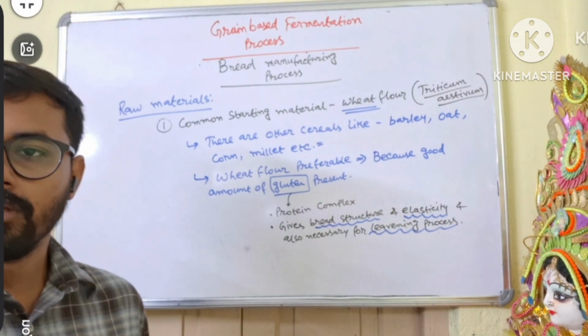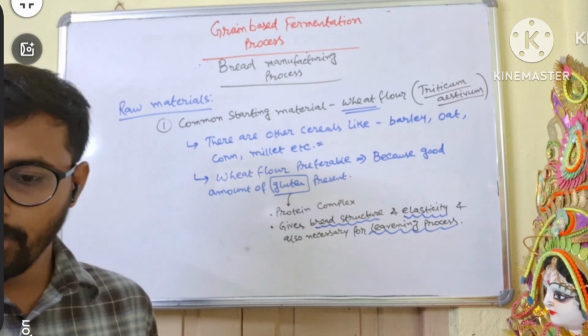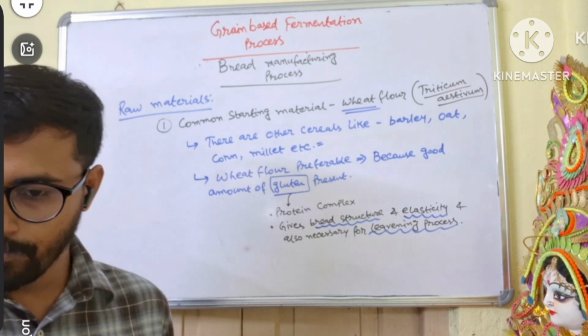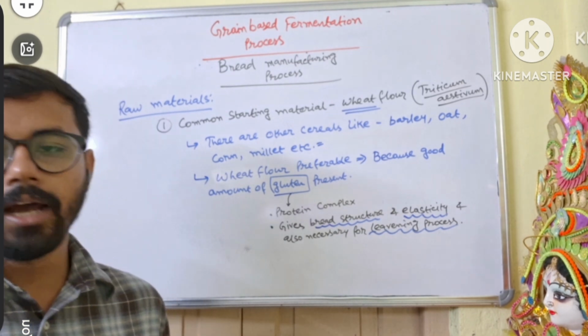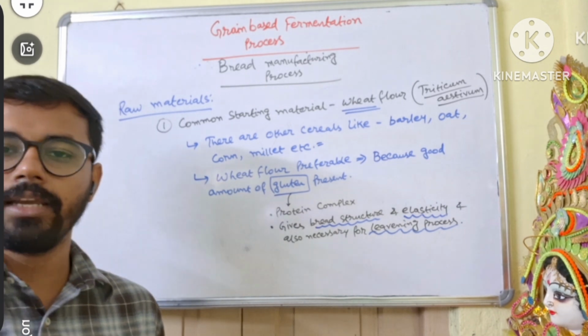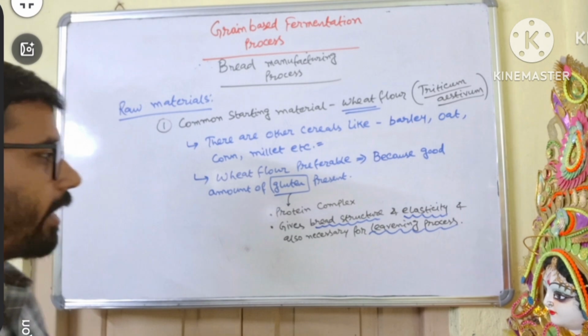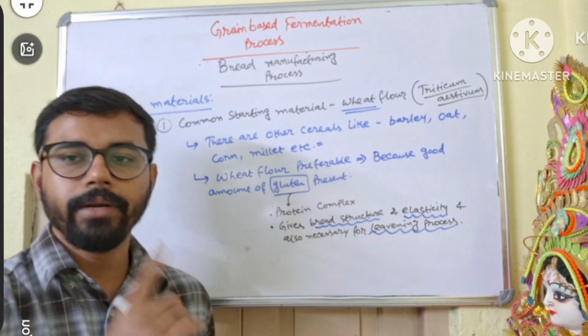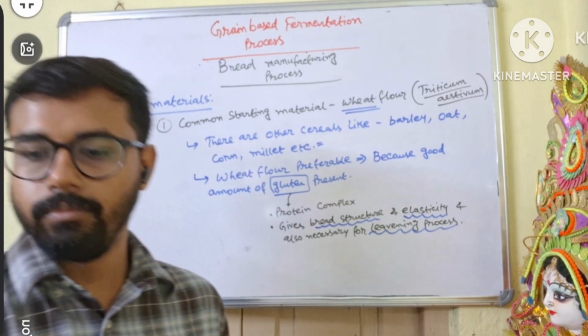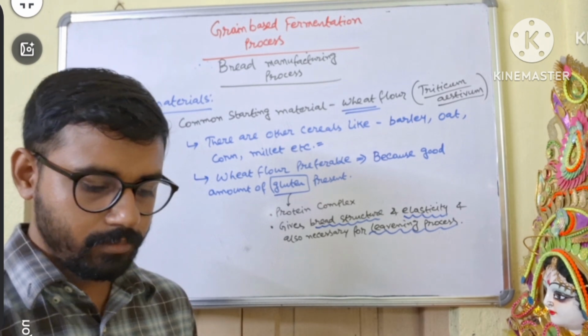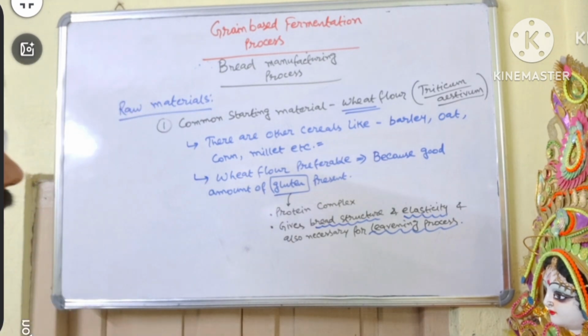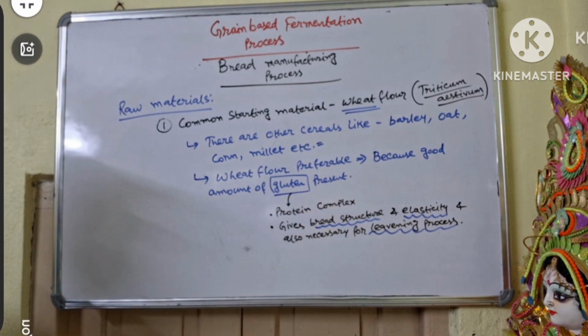Clear? So from here a question can be framed: why is wheat preferable for making bread, not other grains? Because other grains contain less gluten, and with a less amount of gluten, the actual bread structure and texture could not come. Question answer clear? Yes, sir.